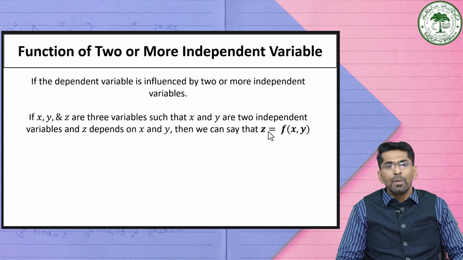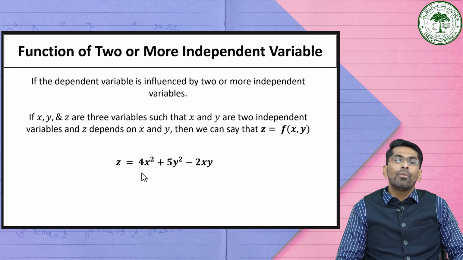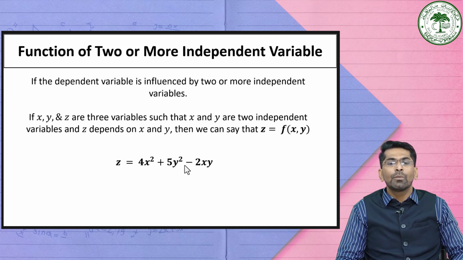Here the dependent variable z is a function of more than one, that means two or more independent variables, that is x and y. For example, if z = 4x² + 5y² - 2xy, here z is the dependent variable, and x and y are the two independent variables. So we can say that it is a function of more than one independent variable. The variable z depends upon two independent variables, x and y.